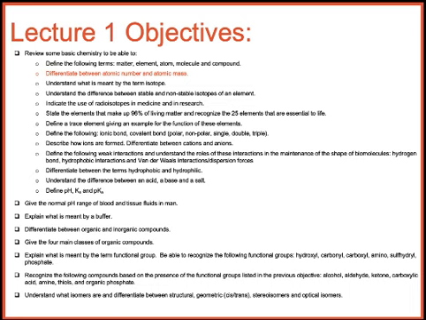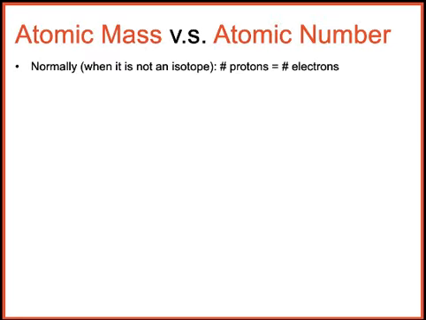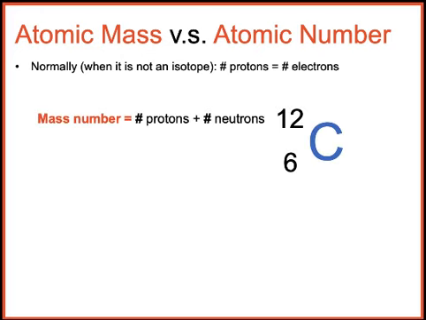Okay, next thing. Differentiate between atomic number and atomic mass. So, atomic mass versus the atomic number, right? Normally, when we do not have isotopes, so when we have a normal atom, the number of protons is equal to the number of electrons when everything's normal, right? Now, the mass number equals the number of protons plus the number of neutrons, right? So, for carbon, you have 6 protons, 6 neutrons.